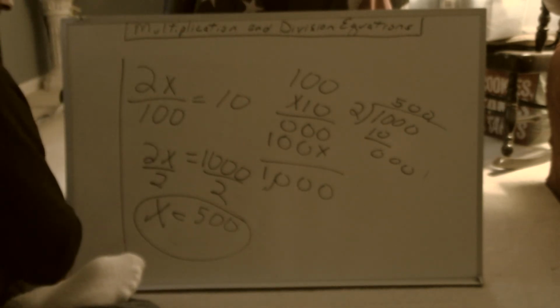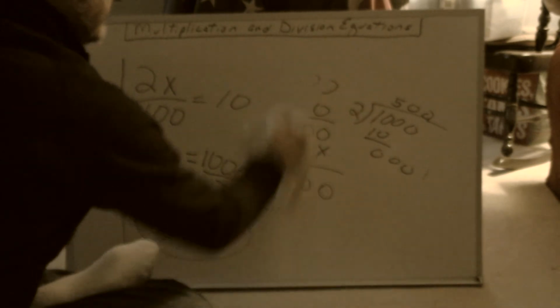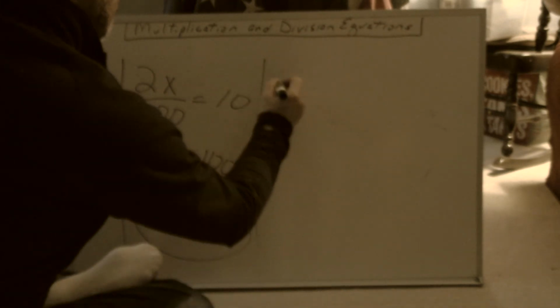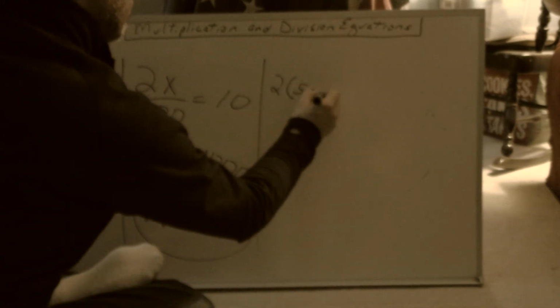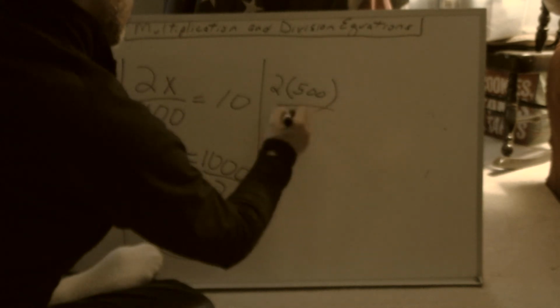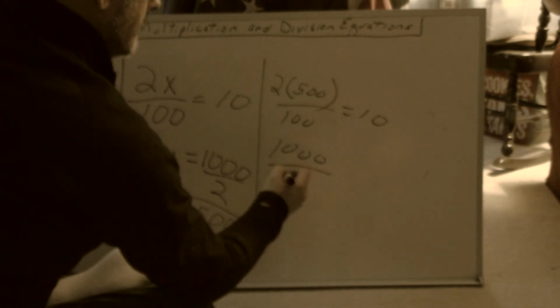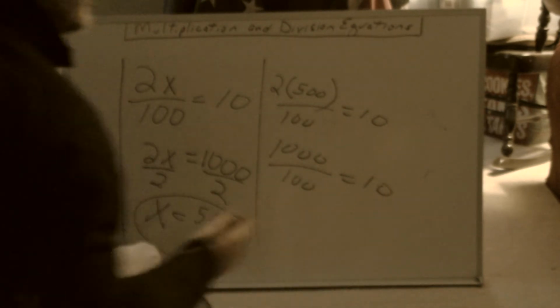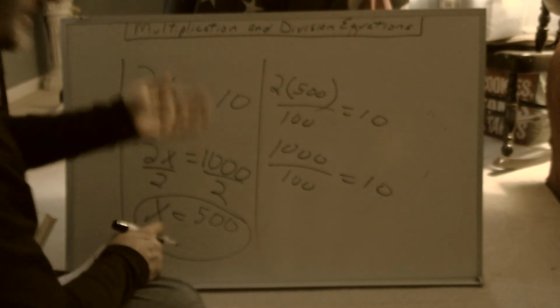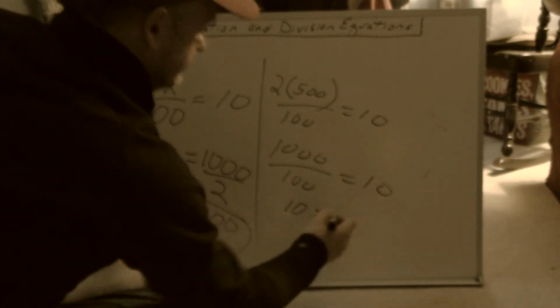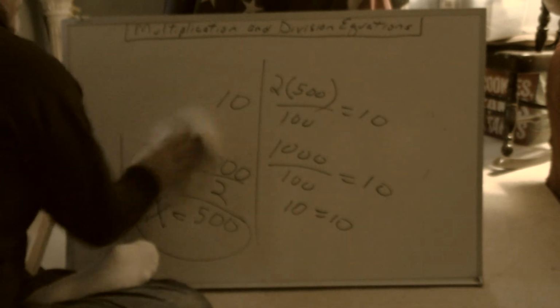See if that makes any kind of sense. I'm going to have to do it over here. There's not enough room. This is my check. 2 times 500 divided by 100 is 10. Well, 2 times 500 is 1,000. Divided by 100 is 10. Because if I had 10 $100 bills, I'd have $1,000. So 10 is 10. Ta-da!